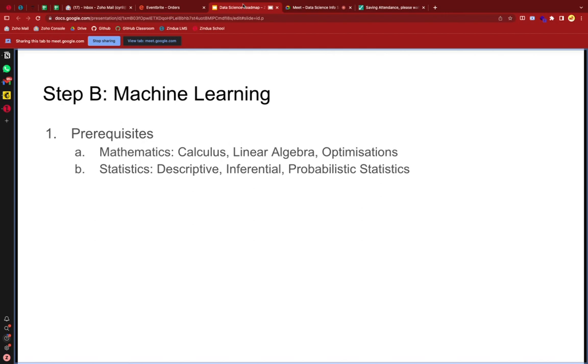So what type of math are we talking about? Definitely differential calculus will be at the core of it. Linear algebra, because we'll be working with vectors and matrices when you're building and optimizing some of these ML algorithms.